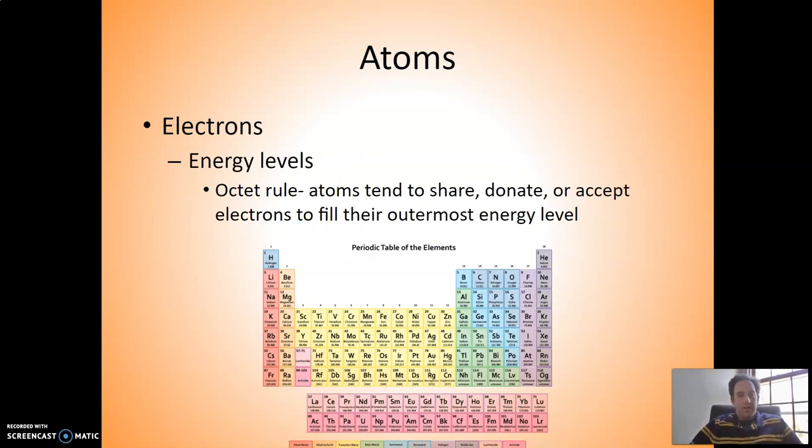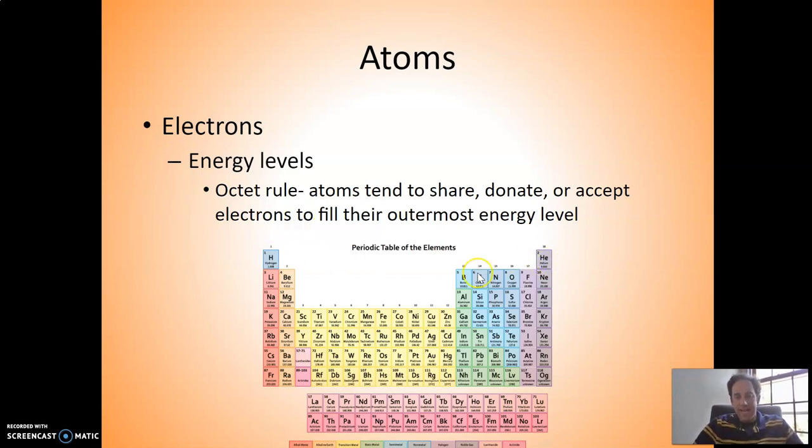Now, it turns out that there's this rule called the octet rule. It turns out that atoms will tend to share, donate, or accept electrons in order to fill their outermost energy level. So for carbon, nitrogen, oxygen, the outermost energy level is represented by this position on the periodic table because that would be a full outermost energy level. For hydrogen, it would be this one, because helium represents the position of the outermost energy level.